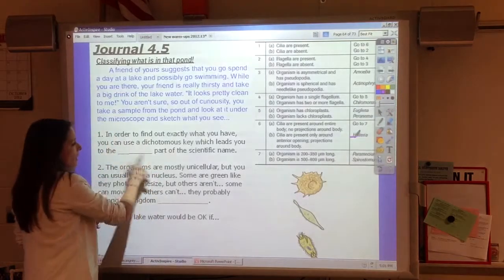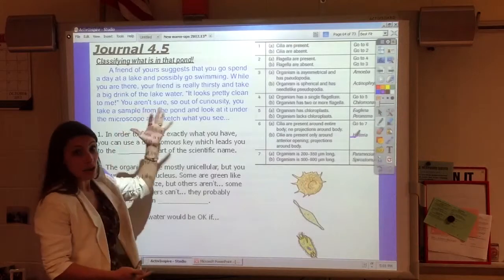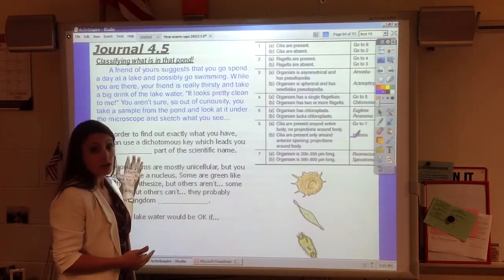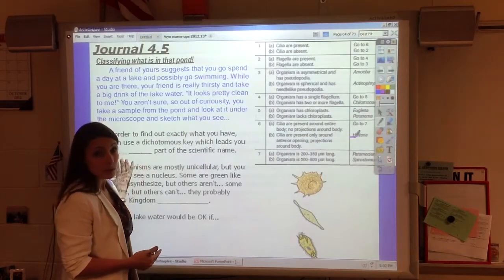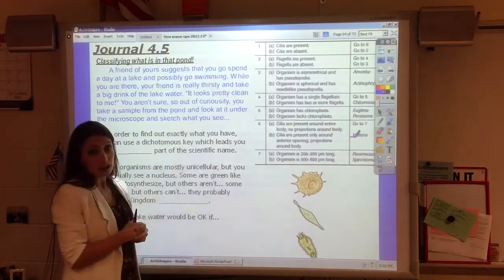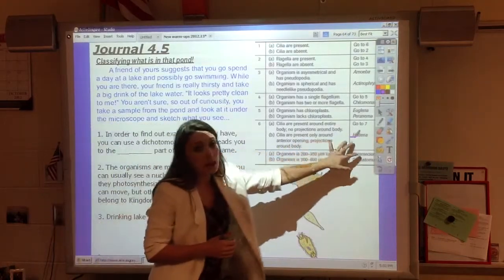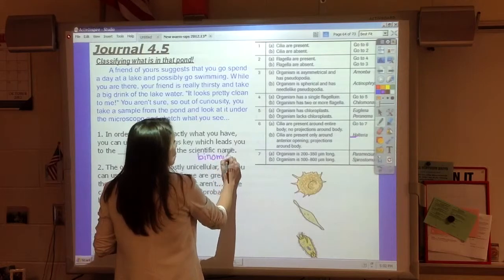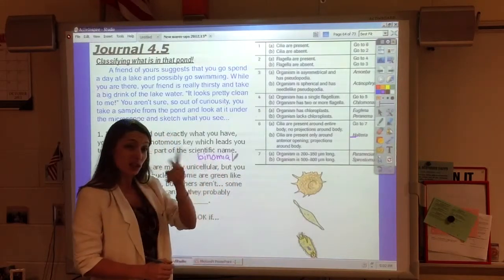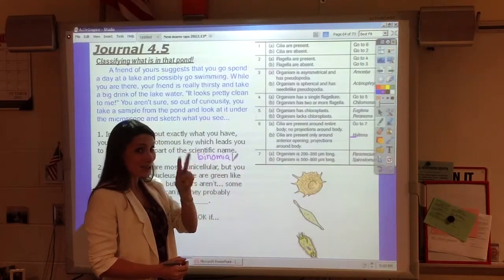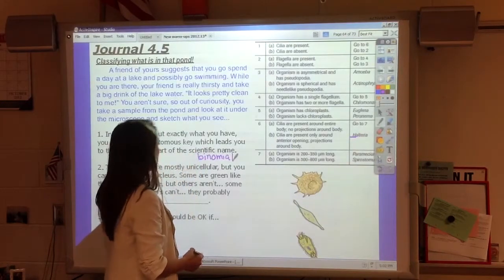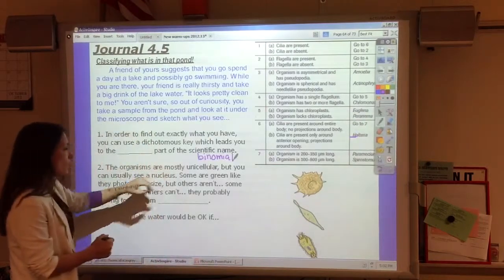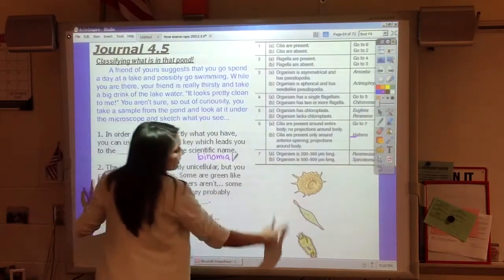I want you to go ahead and write the category name. So is that the kingdom, the phylum, the class, the order, the family, the genus, or the species? Which part of the scientific name is this? Keeping in mind that the scientific name is that binomial name. We just call it by its last 2 names. So we're looking for what that part is.